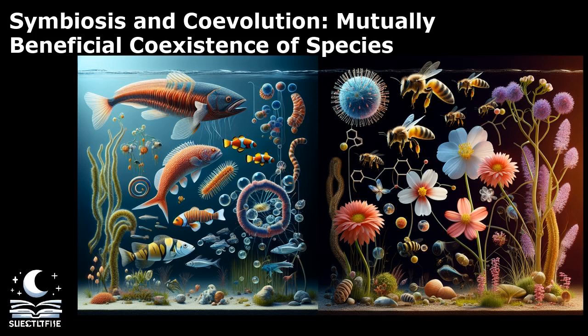For example, the relationship between nitrogen-fixing bacteria and leguminous plants is crucial for the nitrogen cycle in ecosystems. These bacteria provide plants with essential nutrients, while the plants provide the bacteria with a habitat. This intricate balance showcases the complexity and beauty of symbiotic relationships in nature.